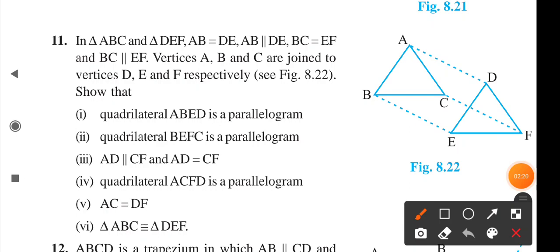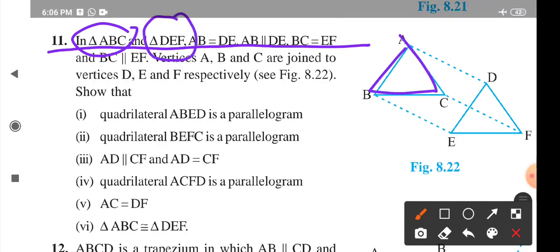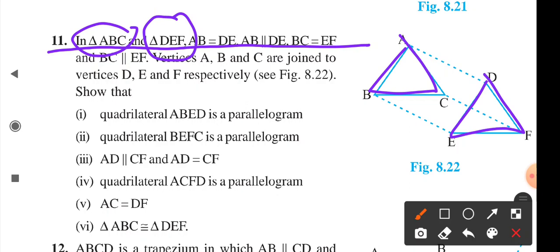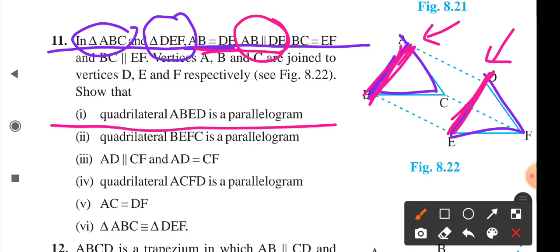Now see the next question, question number 11. I am going to read question number 11. You can see that it is triangle ABC and triangle DEF. AB, I will just show you with another pen, this AB side is equal to DE side. That means these two sides are equal and these two sides are parallel too. So for the first part, you can see that the quadrilateral ABED is a parallelogram.